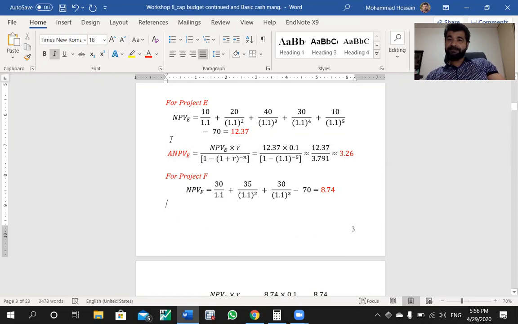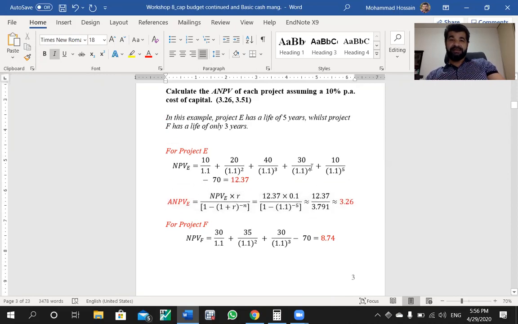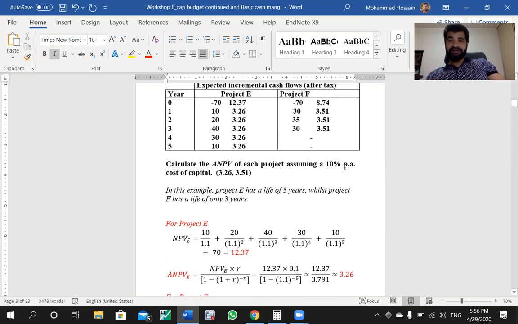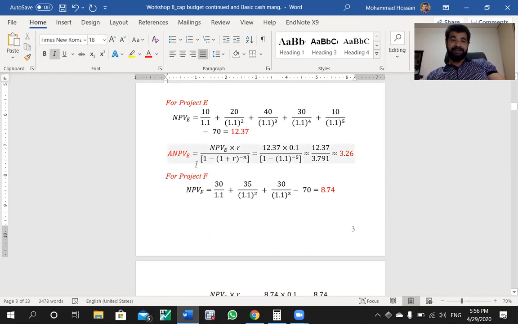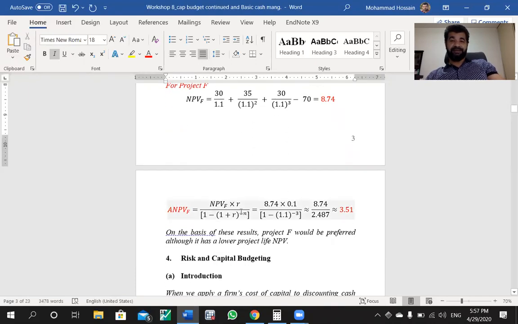And here is the formula, how to calculate it. Net present value multiplied by R, your rate. Here that rate is 10%, 10% per annum, divided by 1 minus (1 plus R) to the power minus N. So that's the formula. N is your number of years. For project E it is 5, for project F it is 3.